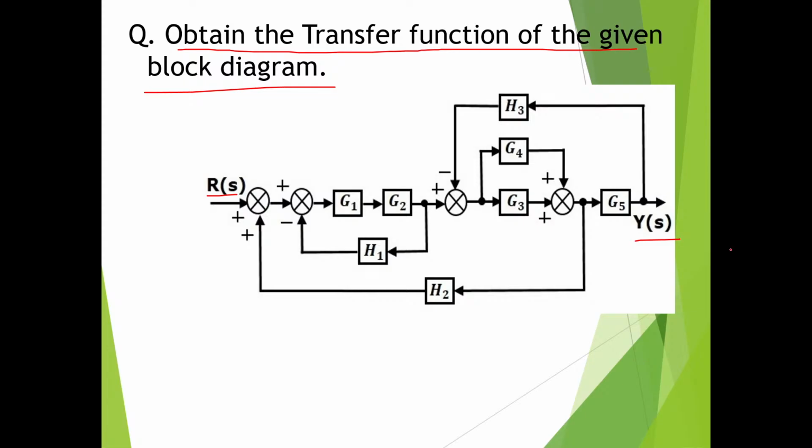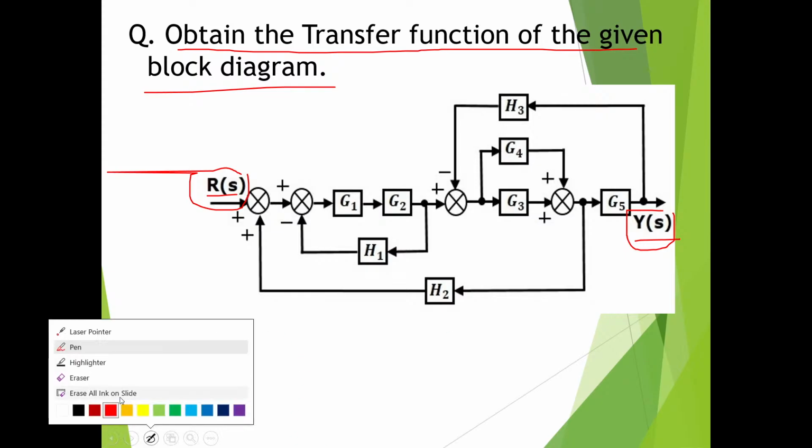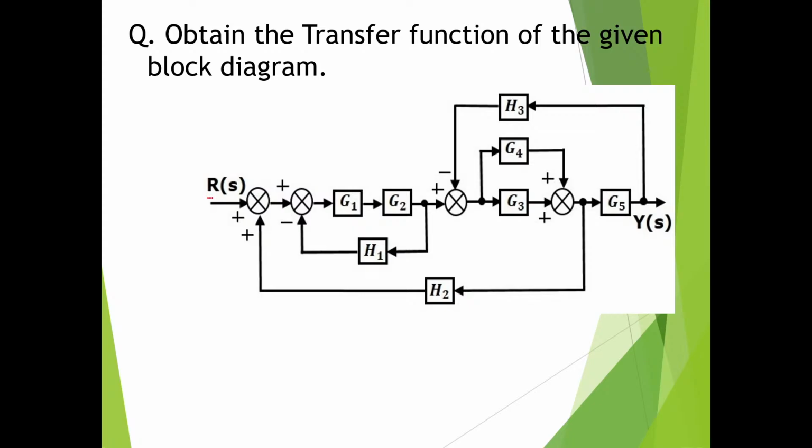Whatever notations they give, we will assume the left side term as input, isn't it? This term as input and this right side term as output. The extreme left side is input and the extreme right side is output. That's it, not more than that. Okay, input is R of S, output is what? Y of S.